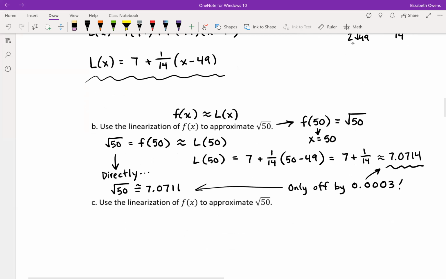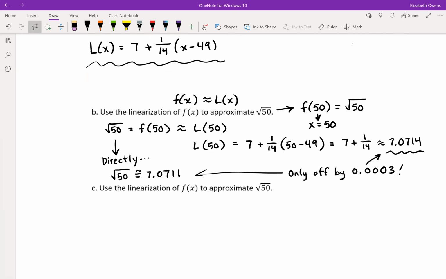All right. Now, this next one, part C here, has a little typo right now. I'll make sure to fix that for your notes because we don't want to do the exact same problem over again. This was actually meant to say 60, the square root of 60, for us to approximate. So we're working with a different x value this time.